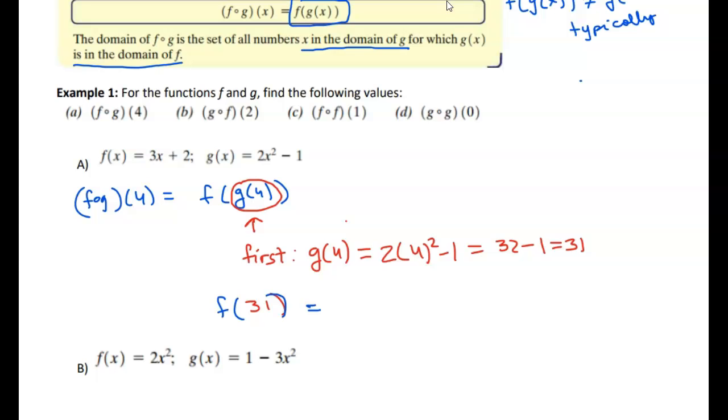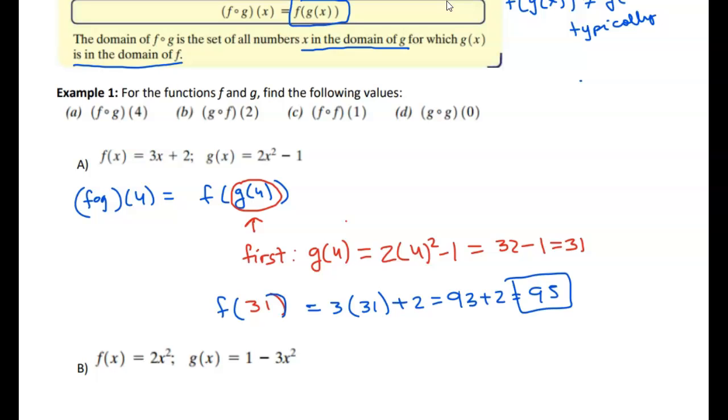For f of 31, you take 31 and plug it into the f equation: 31 times 3 plus 2. 93 plus 2 gives you 95. This is the final result. You're doing two steps in sequence, and the order is important. You evaluate the inner function first to get a result and then take that into the outer function. The 95 is the result of the sequence of operations.